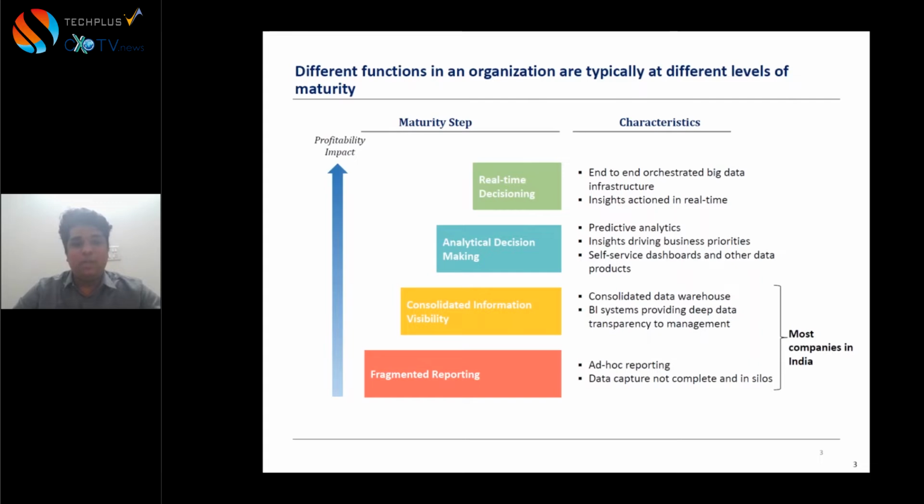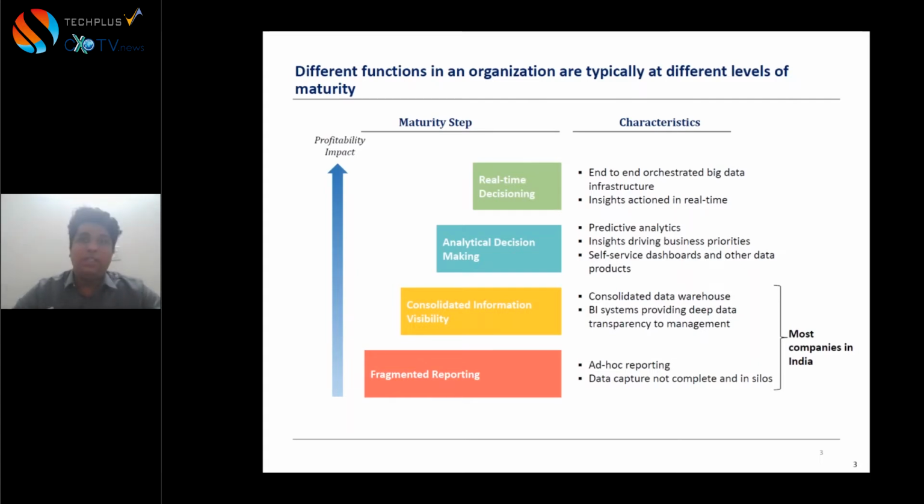And once you have a good consolidated information visibility layer, the next step is around analytical decision making and real-time decisioning. So in real-time decisioning, mostly the machines are taking decisions, every decision is automated, and things are running on autopilot. Of course, in an organization, you can't have all the use cases going from step one to step four. That will take a lot of years.